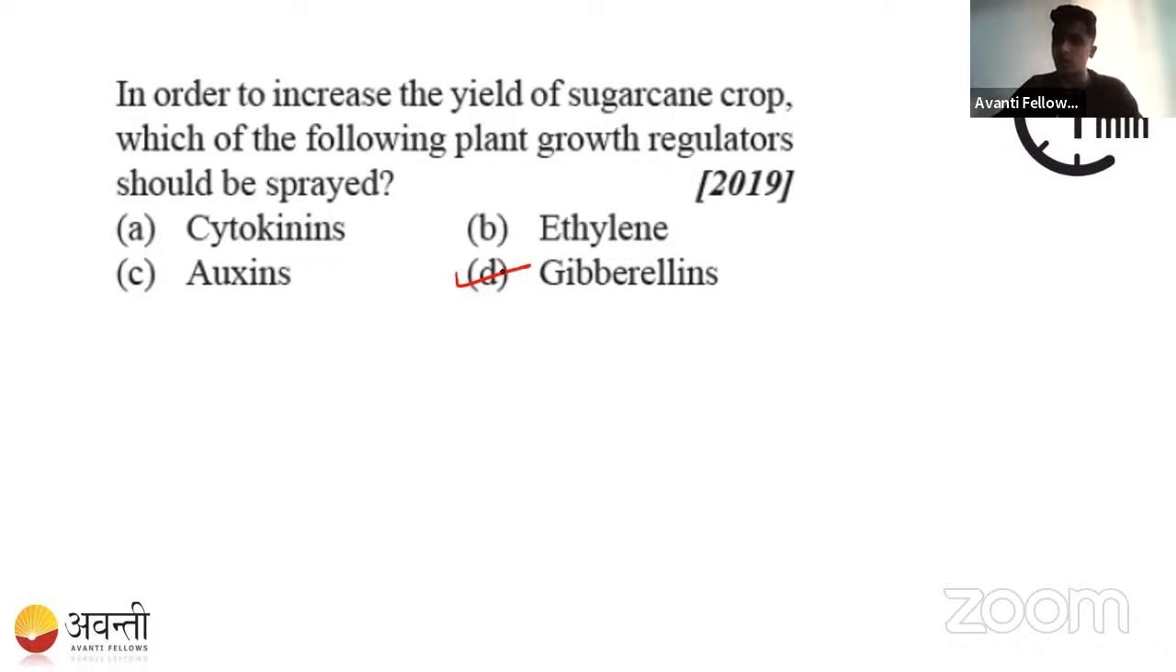Whereas cytokinins are responsible for root formation and apical dominance. Ethylene is responsible for fruiting. Auxins are responsible for the formation of new leaves and new branches on the new stems. Whereas gibberellin is responsible for maturation and elongation of the parts. So that is why, whenever it is sprayed on sugarcane, it helps in elongation of the sugarcane crop.